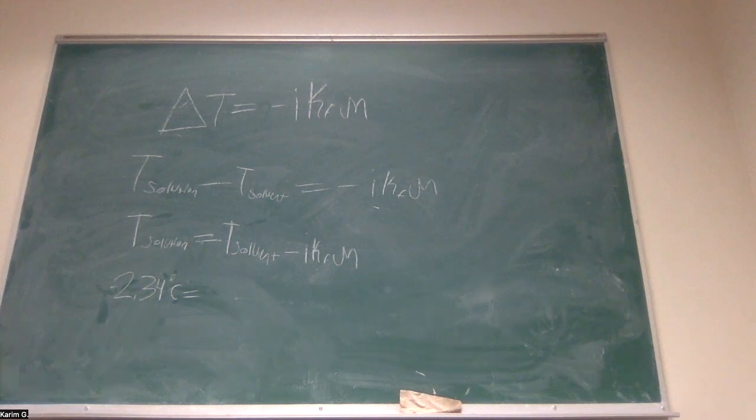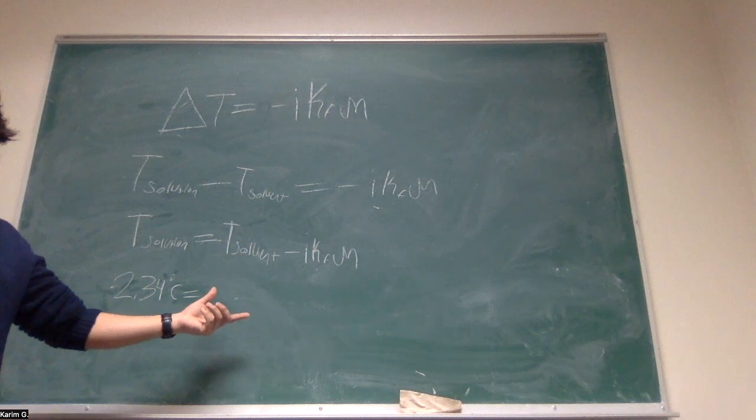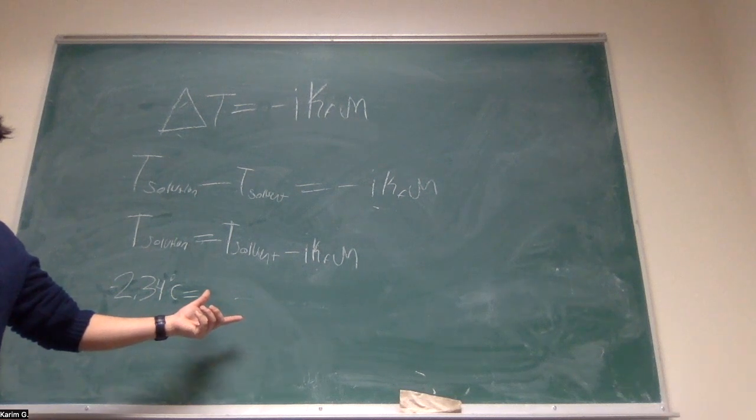So what's our solvent in this case? The ascorbic acid? That's a solute. It's the water, right? Do you see how it's the water? Because we're adding the vitamin C to the water, so the vitamin C becomes our solute. So then the freezing point of water is 0.